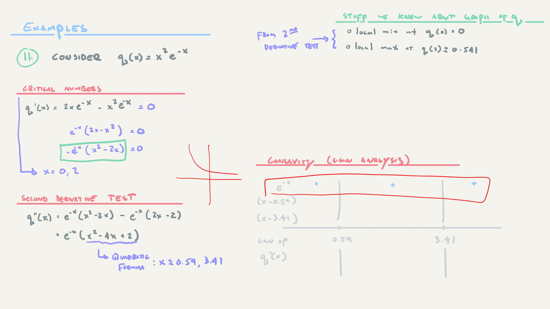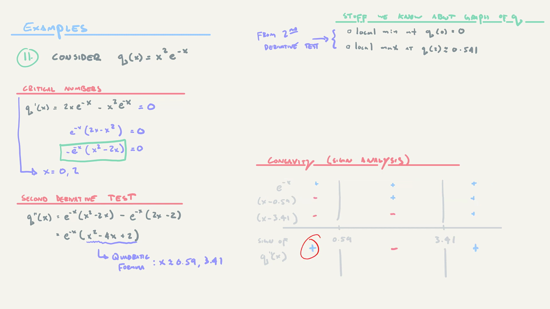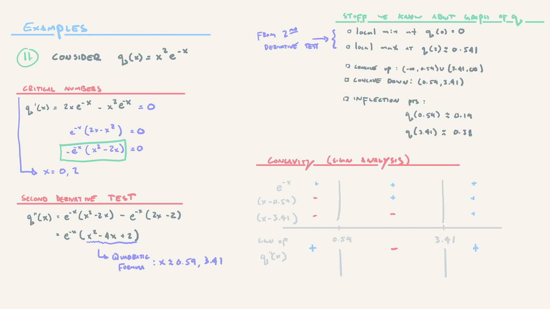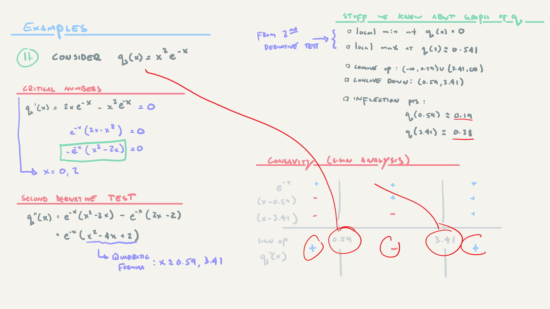It's always positive. That's why I went ahead and filled out that row kind of automatically with a bunch of positives. But anyway, now we have where it's concave up and concave down. We can see that because the signs are changing in all three situations, these are inflection points. I calculated them by plugging them into Q, and I found 0.19 is the output for 0.59 and 0.38 is the output for 3.41.